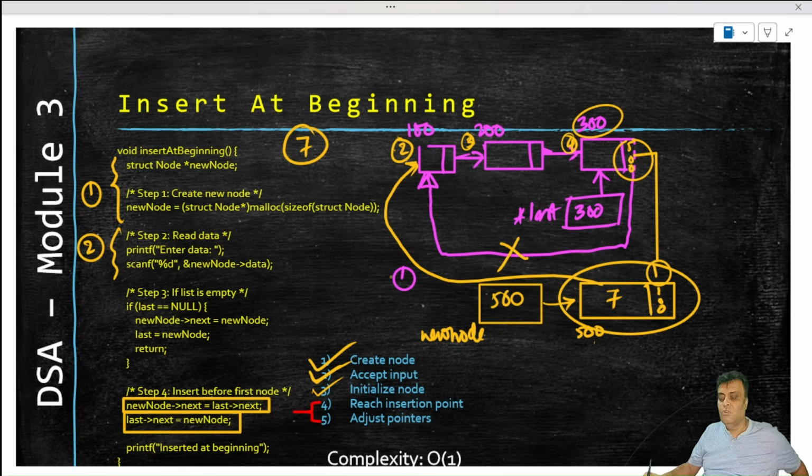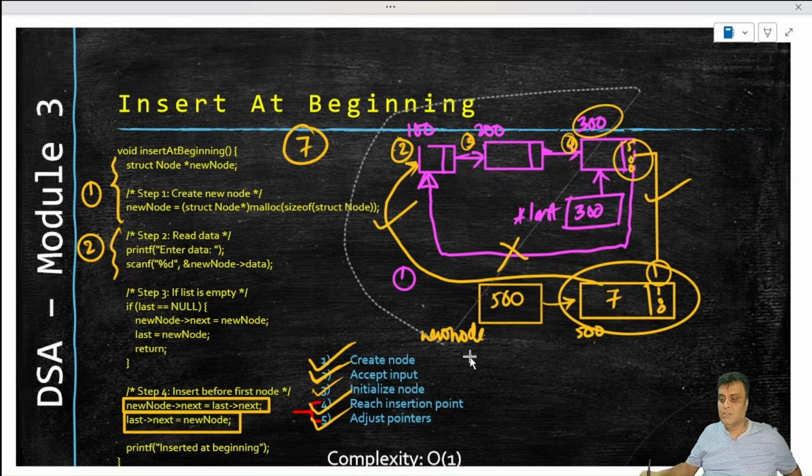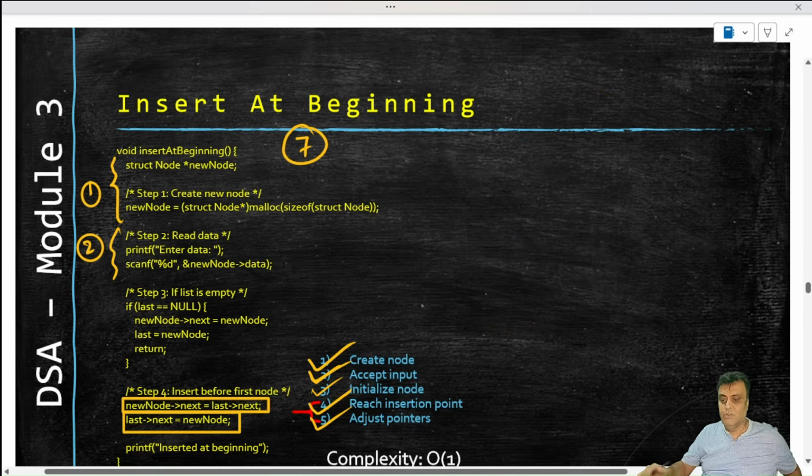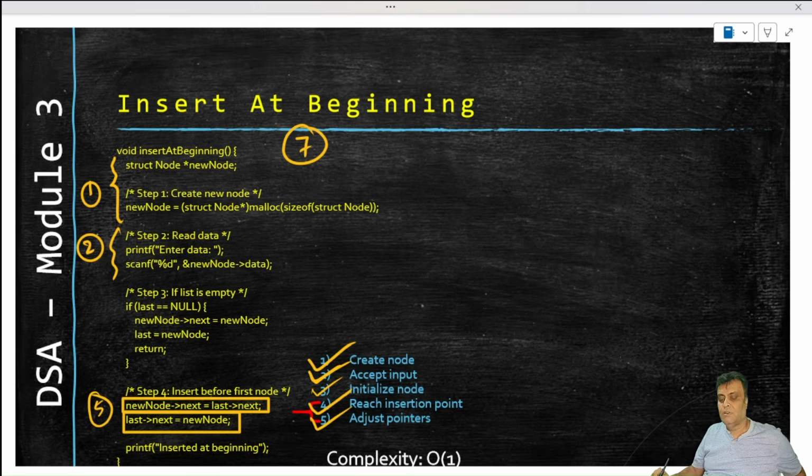So what did we do? The initialized nodes were not there. We were inserting at the beginning, so we had reached the insertion point. We therefore adjusted the pointers. So we adjusted 2 pointers, 1 pointer here, 1 pointer here. So that's all that we did. So that is this particular example. Now, by the way, the earlier example had this as 5 because 3 and 4 were not applicable.